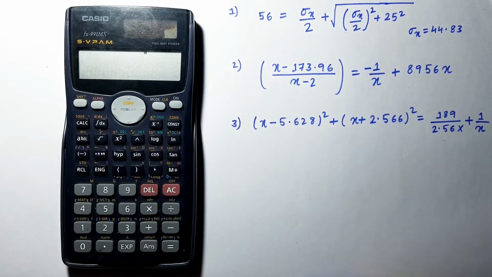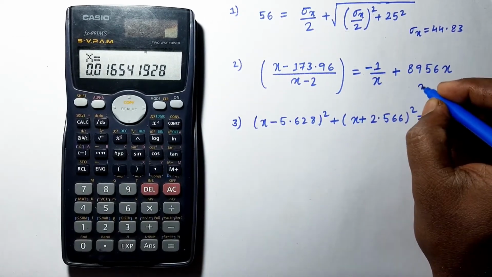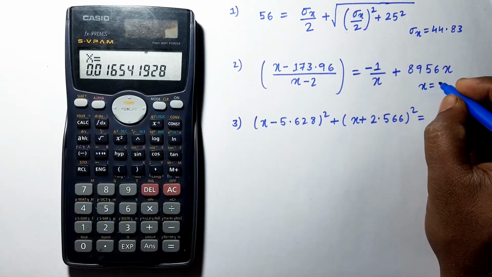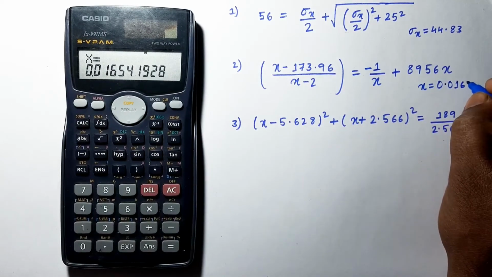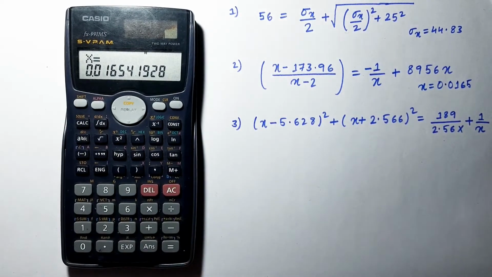Sometimes it takes a little time to solve some complex equations. Now we can see we are getting the value of x as 0.0165.